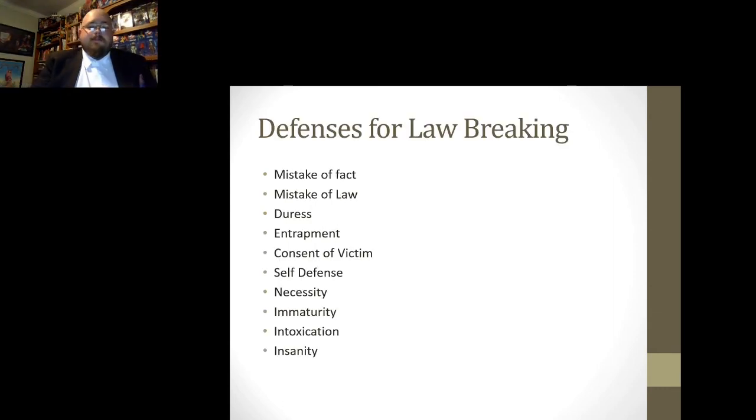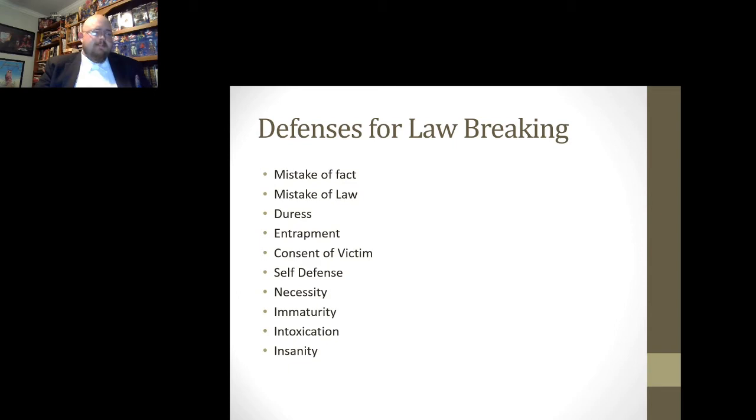Okay. Some defenses for law breaking, and again, it's important to note that most of these are not going to prevent someone from being convicted. Some of them will. A lot of them are basically just mitigating circumstances, reducing the charges, or offering just again some explanation as to why it took place. The first is mistake of fact.